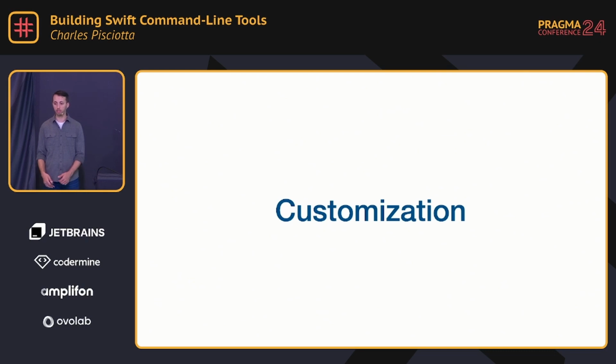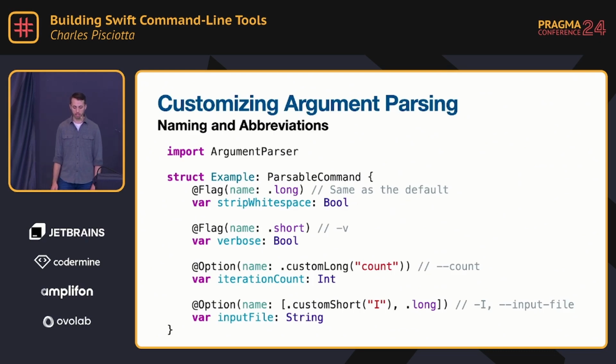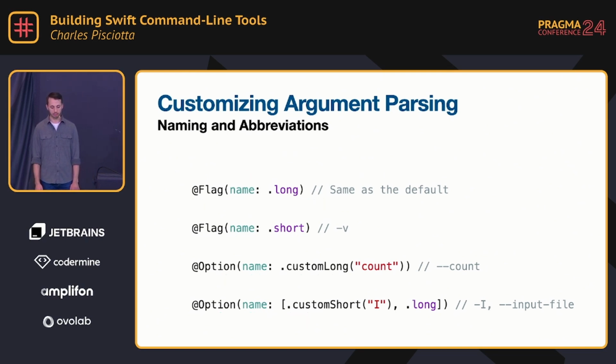As you start introducing some more complicated tools, though, you might want to customize the actual interaction with it. And so we can do this by annotating our flags and options with different parameter values, similar to other property wrappers. And so here, you can see we have both flags and options, which define an explicit name. Rather than using the actual variable name, we've defined different ones using long, short, and custom values. So in the case of verbose, you can see the short one uses simply -v, or you can define custom ones that don't even match the name of your variable.